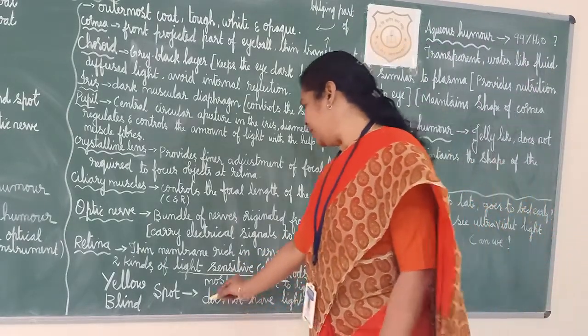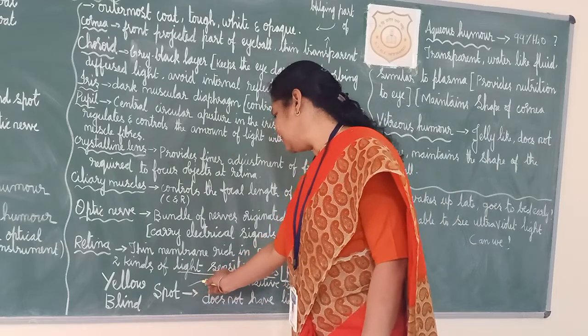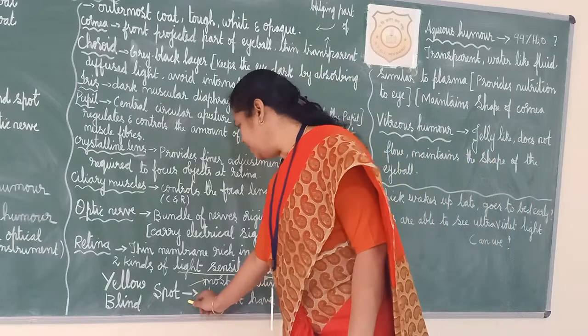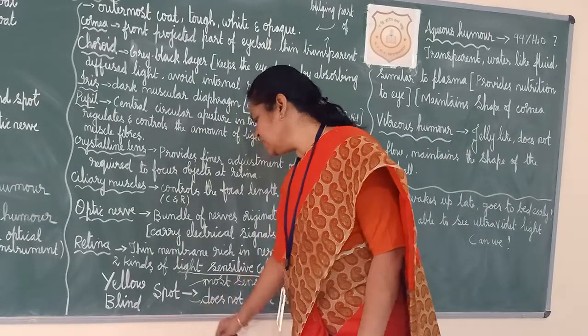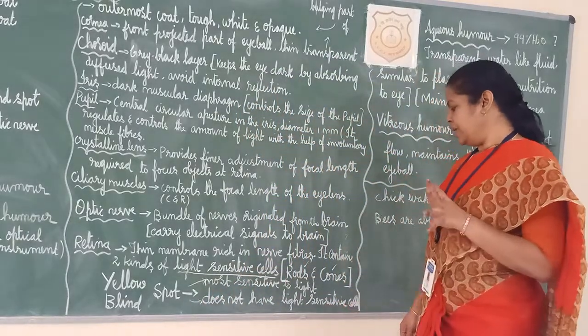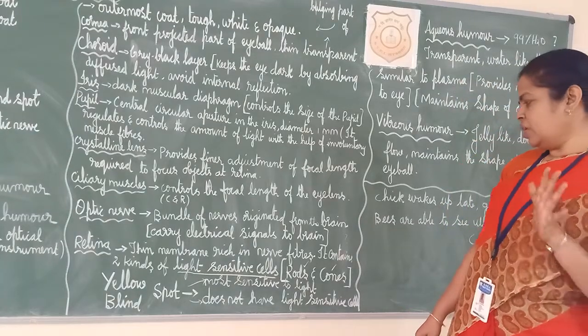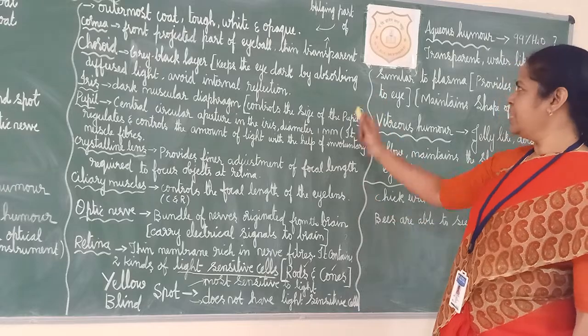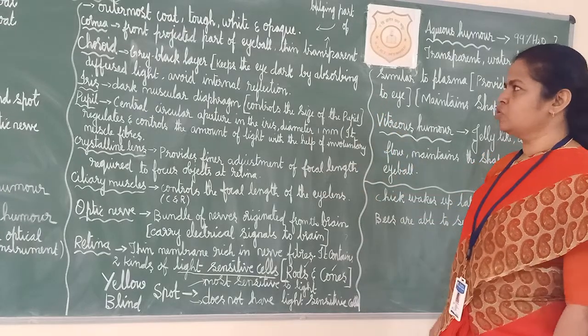And the yellow spot is most sensitive to light. And the blind spot, we can't see in this part, because it does not have light sensitive cells. Okay, shall we have a recap and then study aqueous humor and vitreous humor?